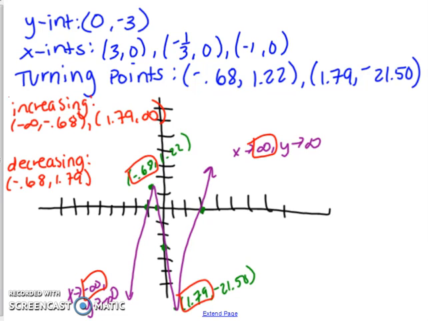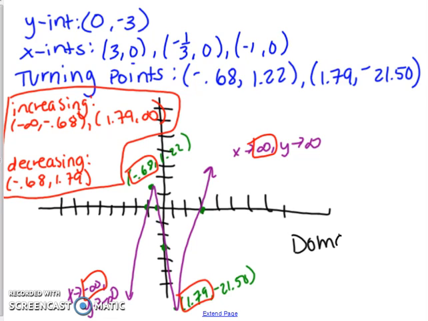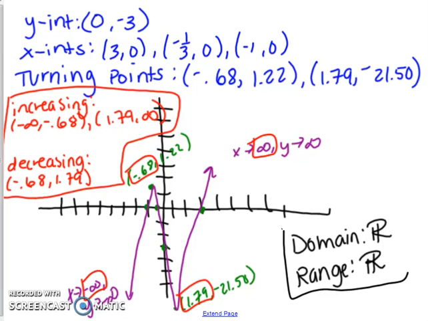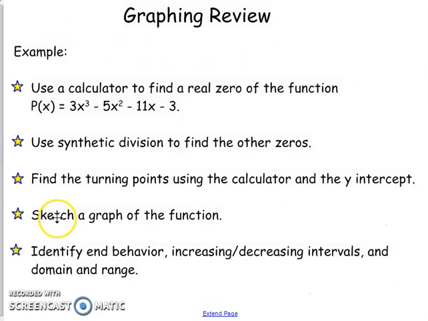So here we have those. And then our domain and range. Since this is an odd degree, my domain is going to be all real numbers. And my range is also going to be all real numbers. So now I answered, I believe, all of our questions: behavior, intervals, domain and range. Check.